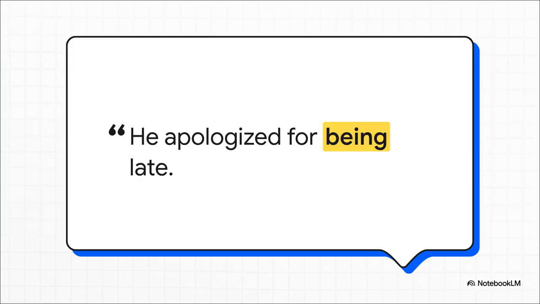Rule number 1 is your new best friend. Seriously, if you see a preposition, words like for, in, by, about, before, after, the verb that comes next is almost always going to be a gerund. He apologized for being late, not for to be. Simple as that. Easy, right?